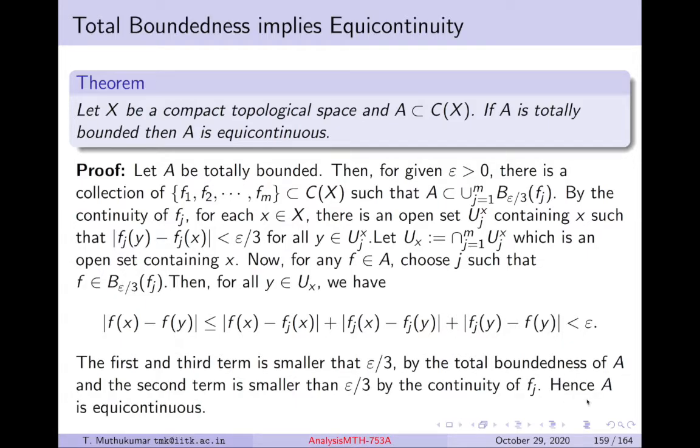What we have shown is that A is equicontinuous, that is, we chose an arbitrary f in A. We have shown that fx minus fy is less than epsilon for all y in Ux. This is what we need to check for equicontinuity. Fine. So total boundedness implies equicontinuity.